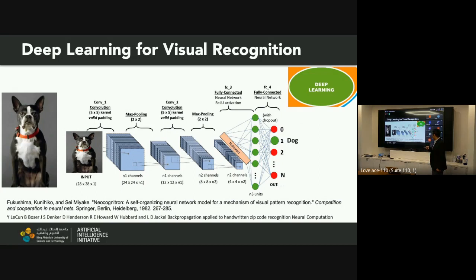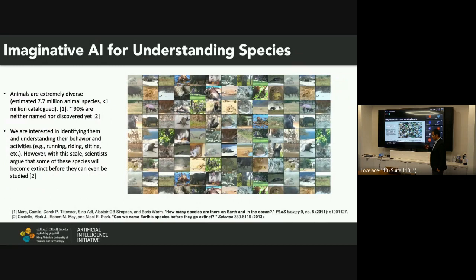We may soon realize that at the world scale, according to this Science paper, there are more than 7.7 million animal species on our planet, and only 1 million of those species have been cataloged. This means that more than 85% of those species have not yet been discovered. Scientists and behavior ecologists are always looking to understand the behavior of current species and also discover new ones.